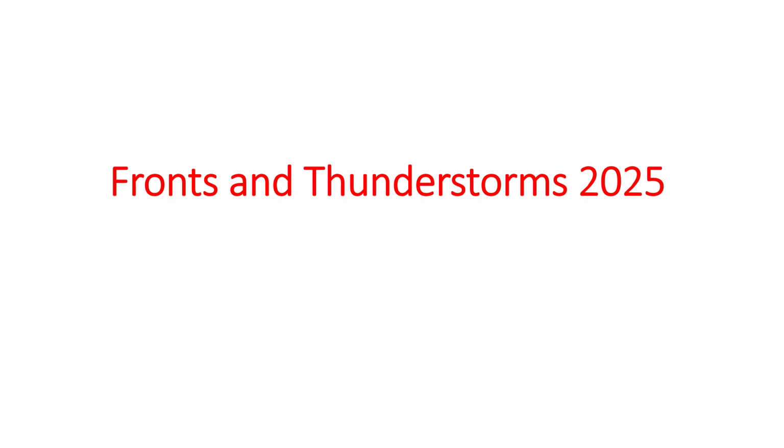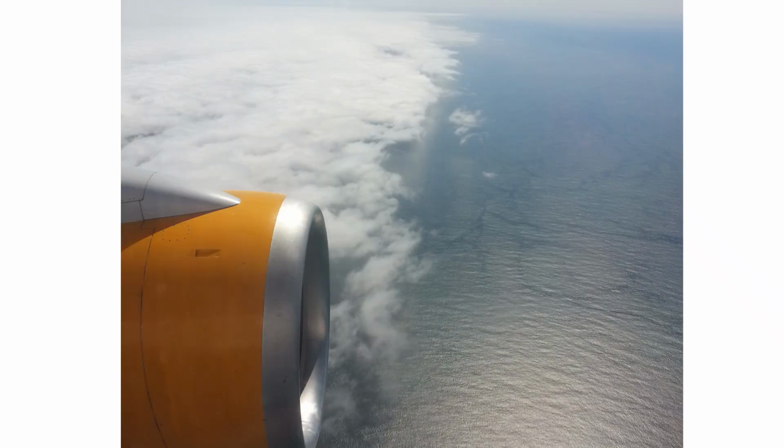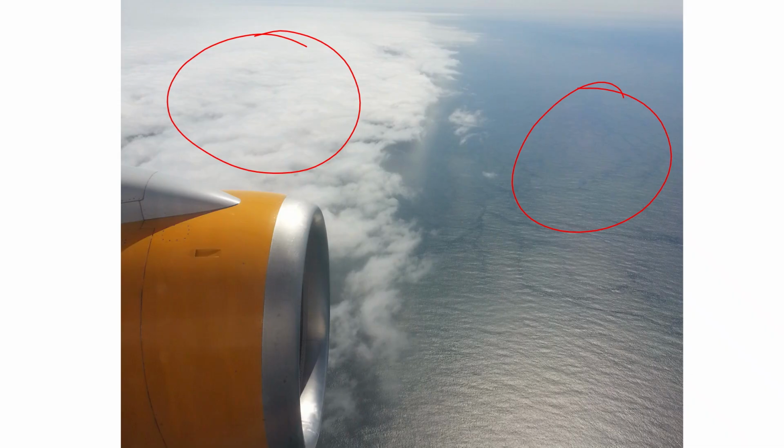So let's talk fronts and thunderstorms. First of all, look at this picture here. What do you see? Well, you'll notice you've got a chunk of air here that's got a lot of clouds in it, and over here we've got a chunk of air that doesn't have a lot of clouds in it. That means there are two different air masses, and this point right here is where the air masses are meeting. And that's where our action happens with the weather.